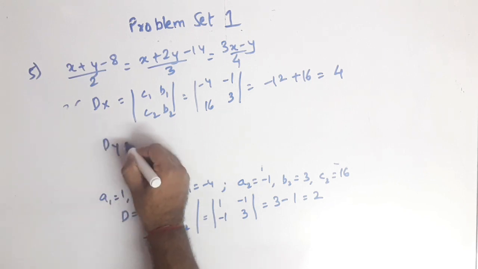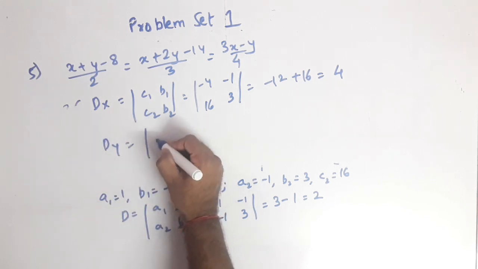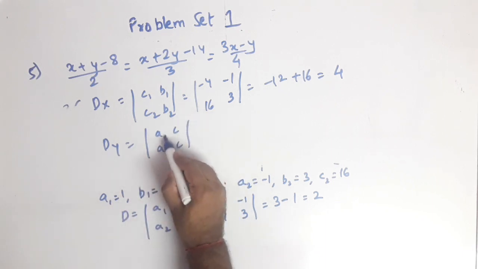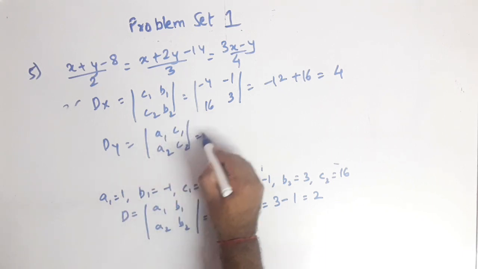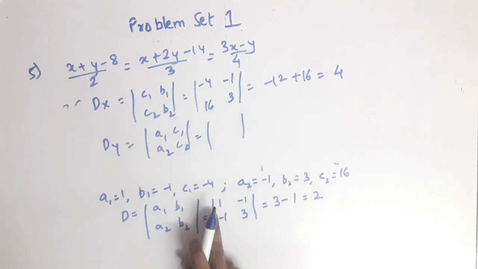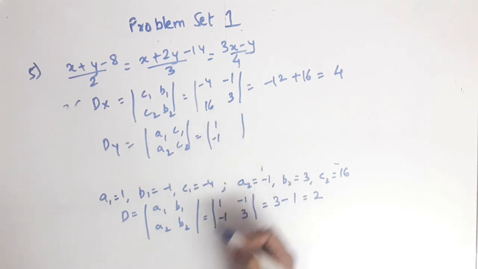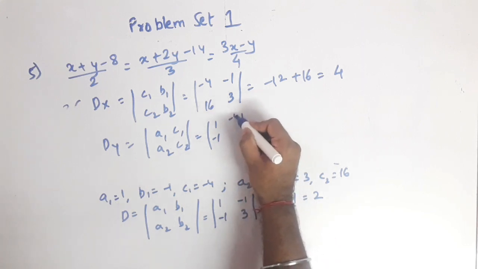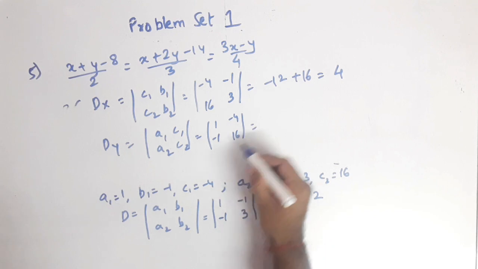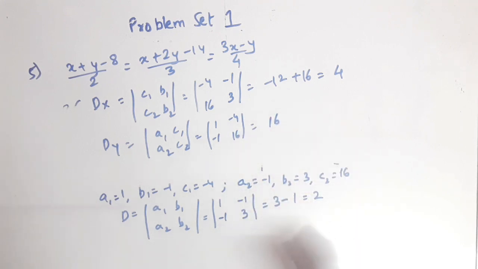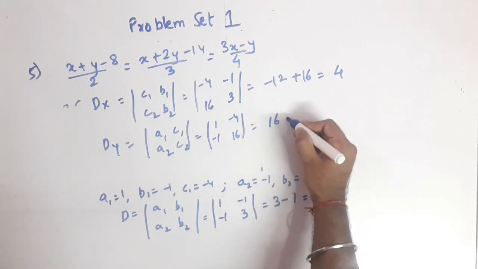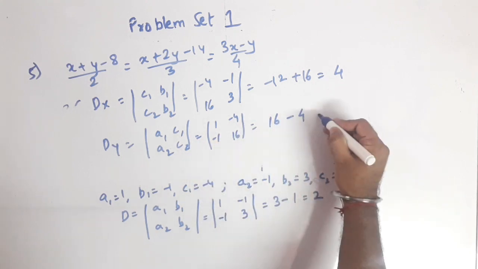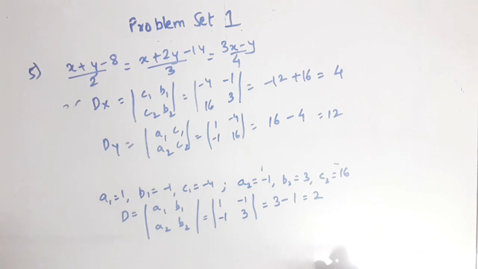Now I'll write what is dy. Dy is, you know, it is AC. So you can write A1 C1, A2 C2. Okay, A1 A2 from here, 1 minus 1, C1 C2 from here, minus 4 16. Okay, so this becomes 16, 1s are 16, minus 4 1s is 4. This will become positive, so your answer is 12.